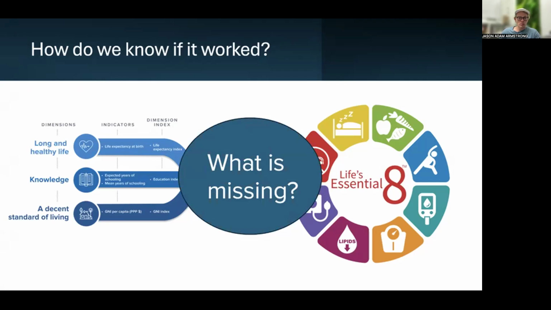What does wealth distribution look like in the country? What does poverty look like? What are happiness and quality of life scores like? So there are other domains and aspects of health that I might be interested in that aren't captured in some of these measures.